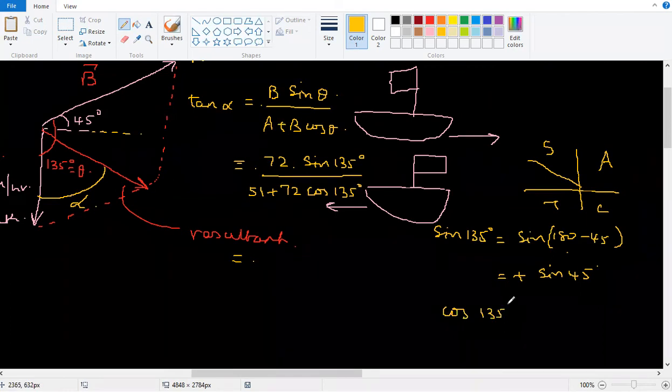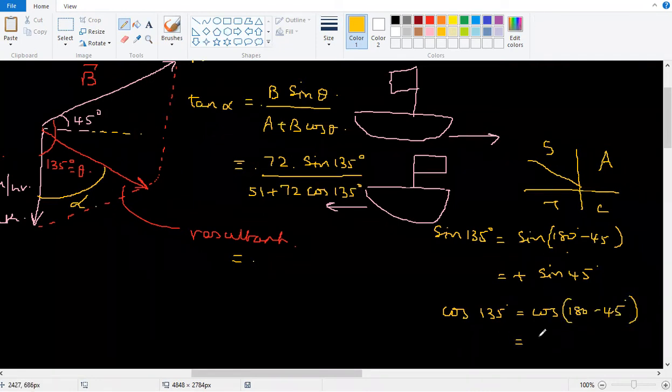Cos 135 will be cos(180 minus 45). As I said, whenever possible, I like to write it in terms of 180 rather than 90. Cos is negative in the second quadrant, which means I will be getting a minus. Cos(180 minus 45) becomes minus cos 45. Cos 45 is also 1 by root 2, but there is a minus here. So 72 times 1 by root 2, divided by 51 minus 72 times 1 by root 2, because of this minus.